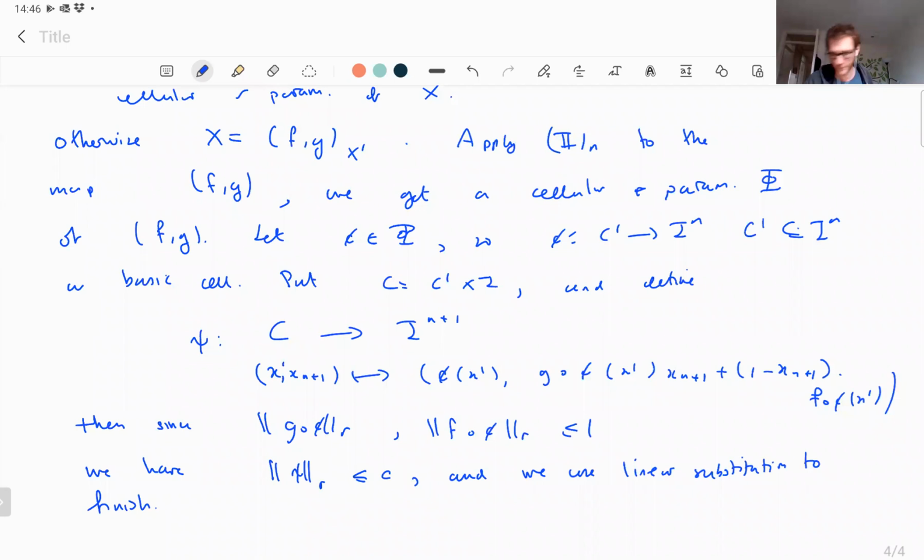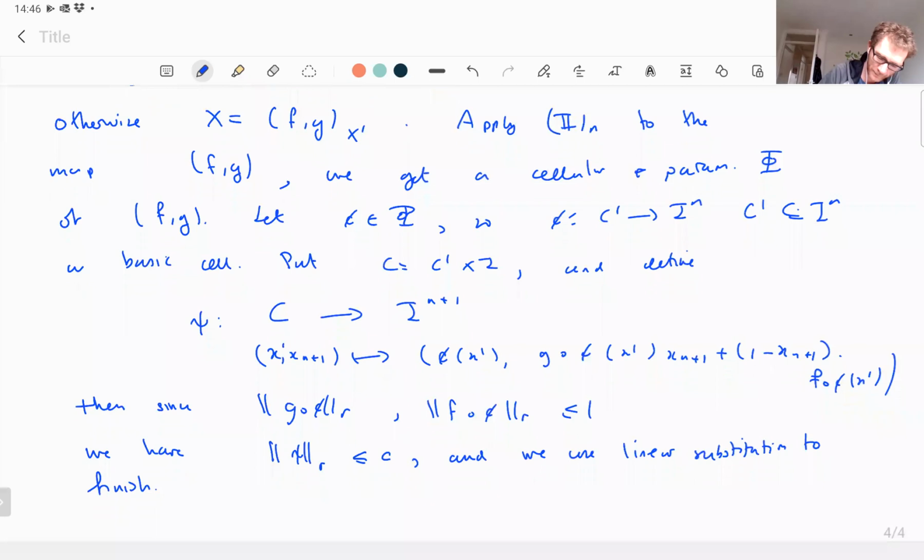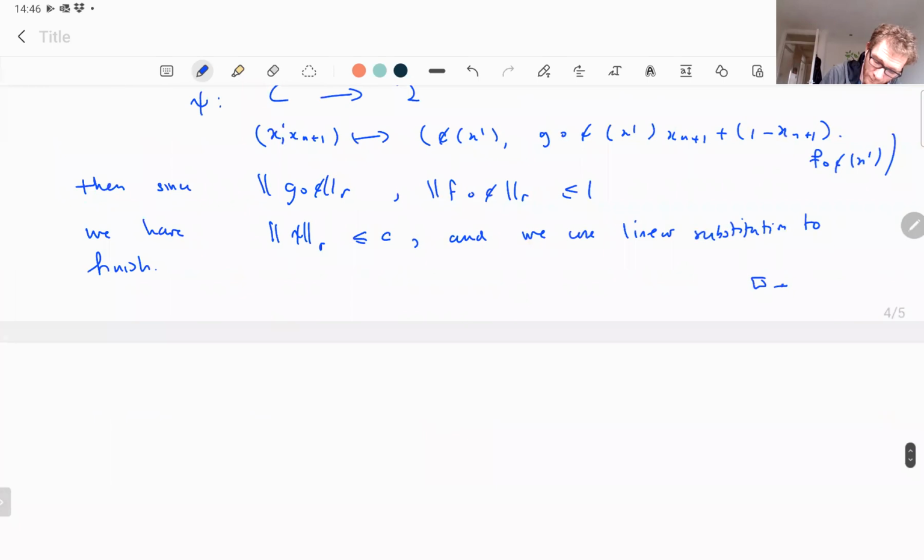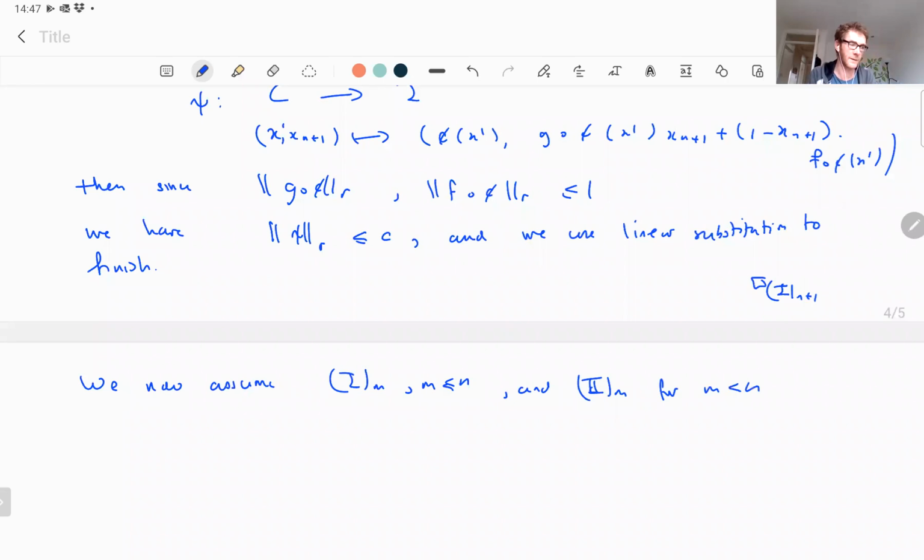So what do we do? What do we assume? So now we assume for two. So we now assume 1m for m less than or equal to n, and 2m for m less than n, and show that 2n holds. So first there's going to be a sequence of reductions to this. But before that, there's an exercise. So we have 2n minus 1 in particular here.